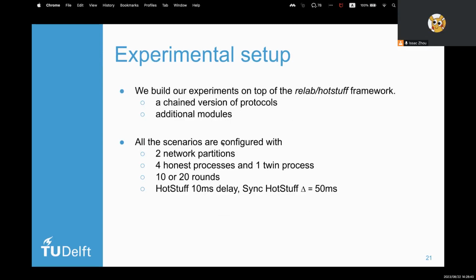All the scenarios are configured with two network partitions, four honest processes, and a twin process. We run 10 or 20 rounds, and we set the network delay of HotStuff to 10 milliseconds. The delta of HotStuff is set to 50 milliseconds because after testing we believe this setting runs fast enough without any concurrency issue, because we have to update our global graph in parallel.